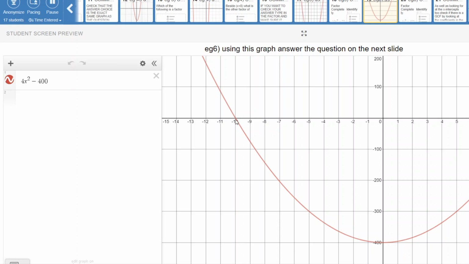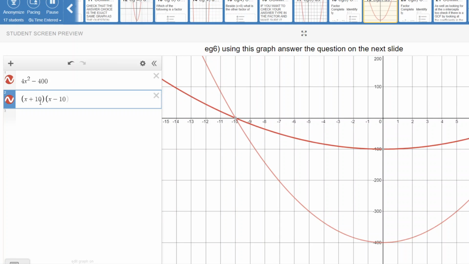I already typed it in. I got negative 10, and I got positive 10. So this one I can do pretty quickly. Instead of negative 10, I can do positive 10. Instead of positive 10, I can do negative 10.